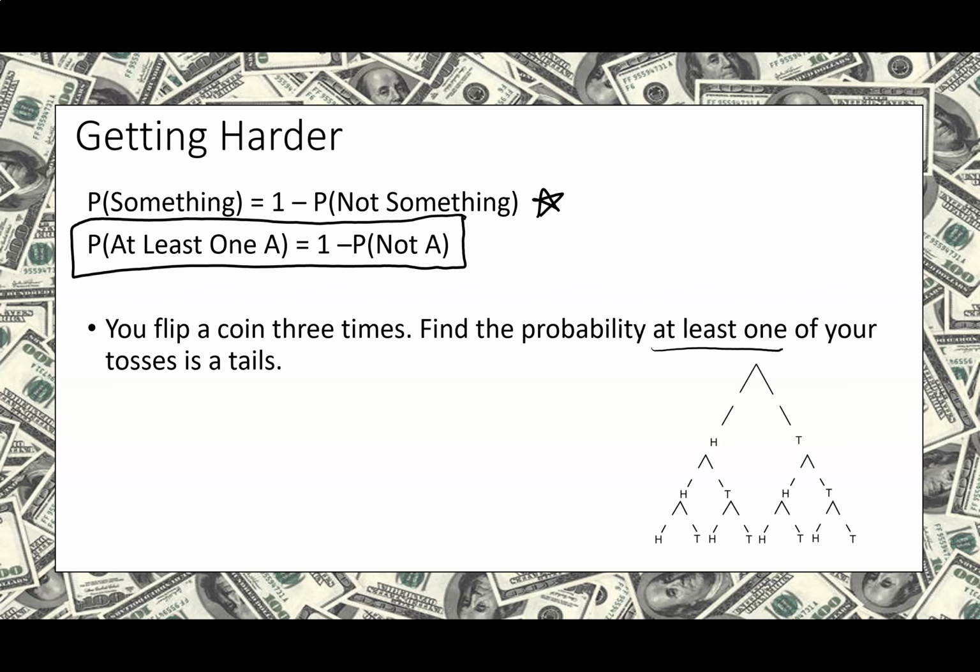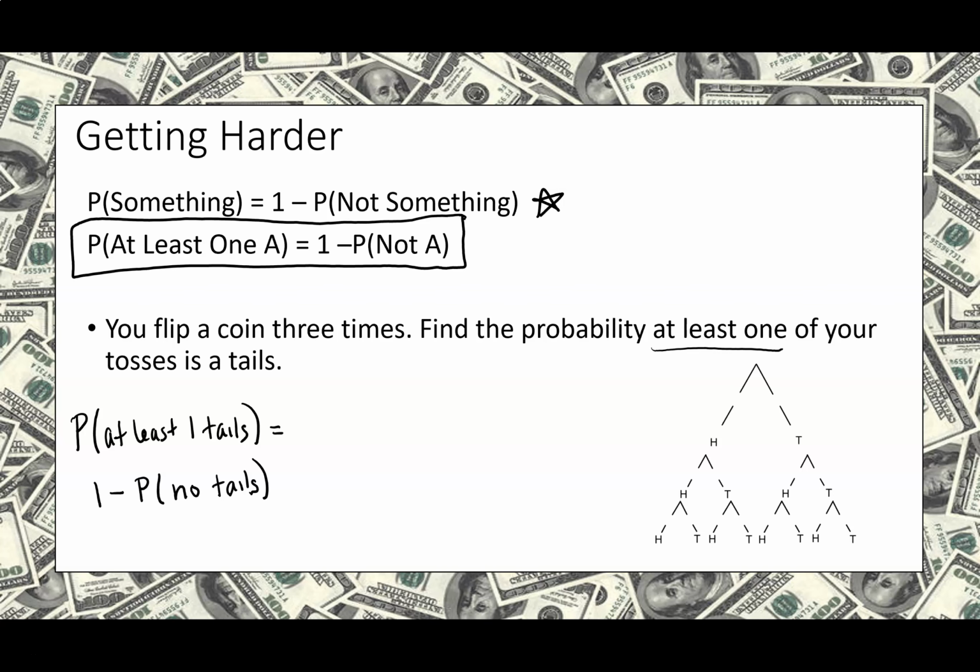All right, you flip a coin 3 times, find the probability that at least one of your tosses is tails. So the probability of at least one tails is going to be equal to 1 minus the probability of no tails. That makes total sense, right? We're basically saying that those 2 things are equal, and they are. All right, so what is the probability of no tails? That's what we really care about.